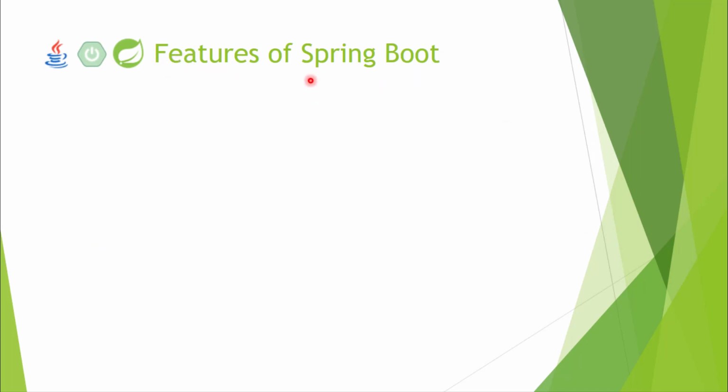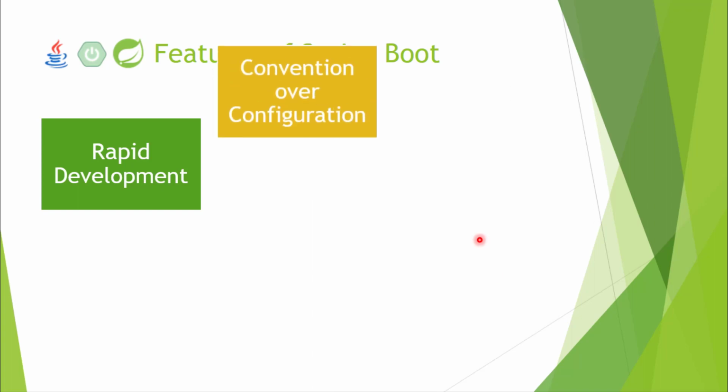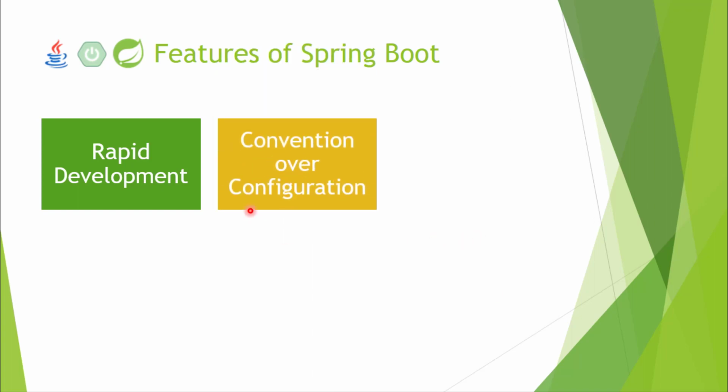Here are some key features that make Spring Boot stand out. 1. Rapid development. It allows you to develop applications quickly by taking care of a lot of the configuration for you. 2. Convention over configuration. Spring Boot follows the principle of convention over configuration, meaning it provides sensible defaults, reducing the need for manual setup.